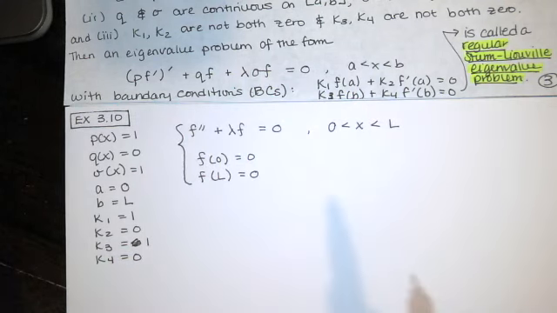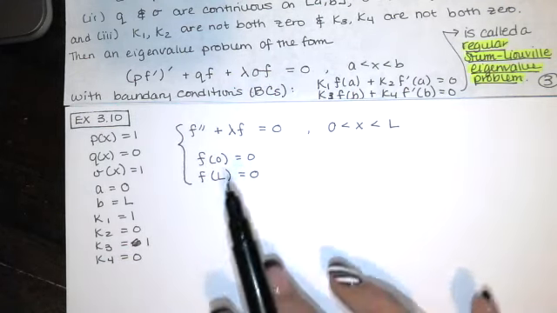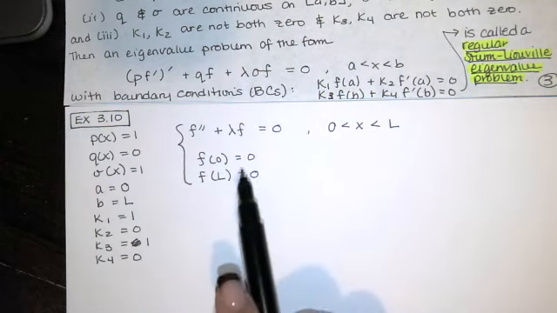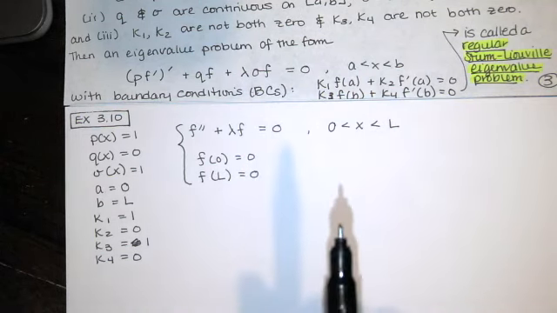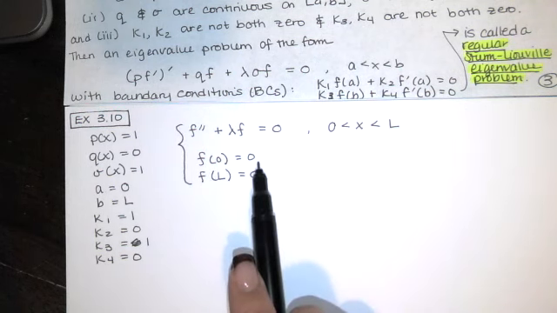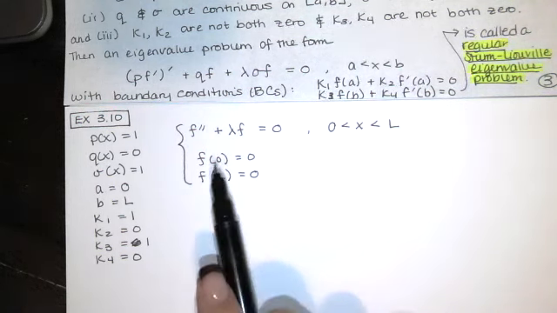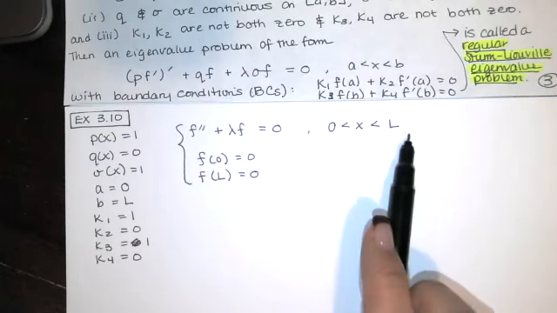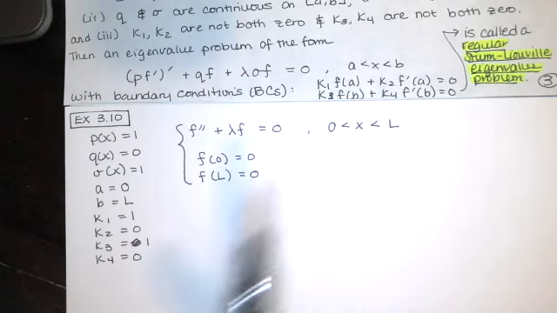Notice it's just a second order differential equation. And again, our goal is to find f and lambda. And we want all the solutions, non-zero solutions, mind you, that will give us f of 0 equal to 0. So when x is 0, the function is 0. And when x is equal to L, the function is 0.